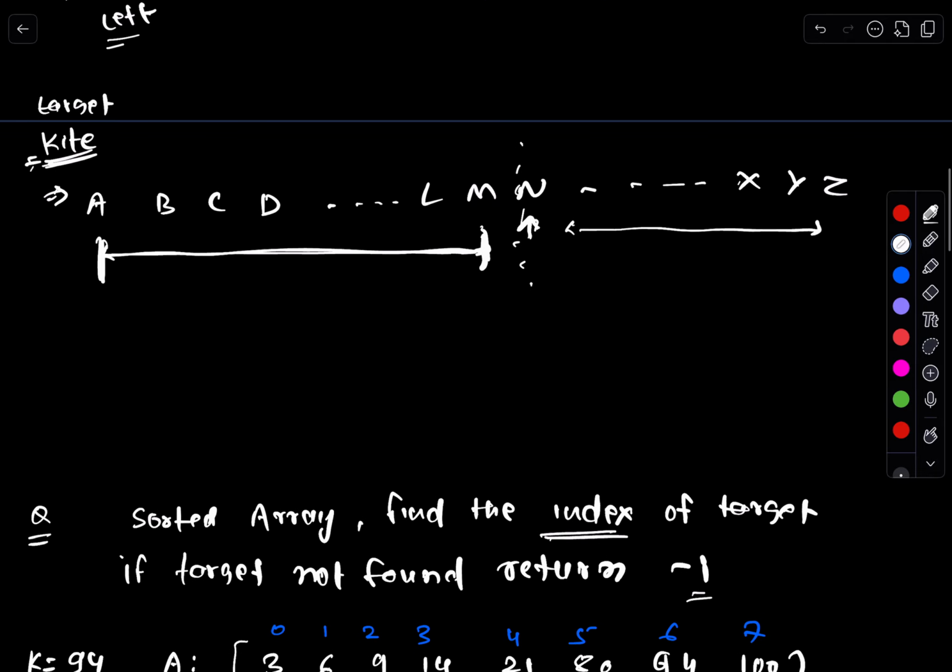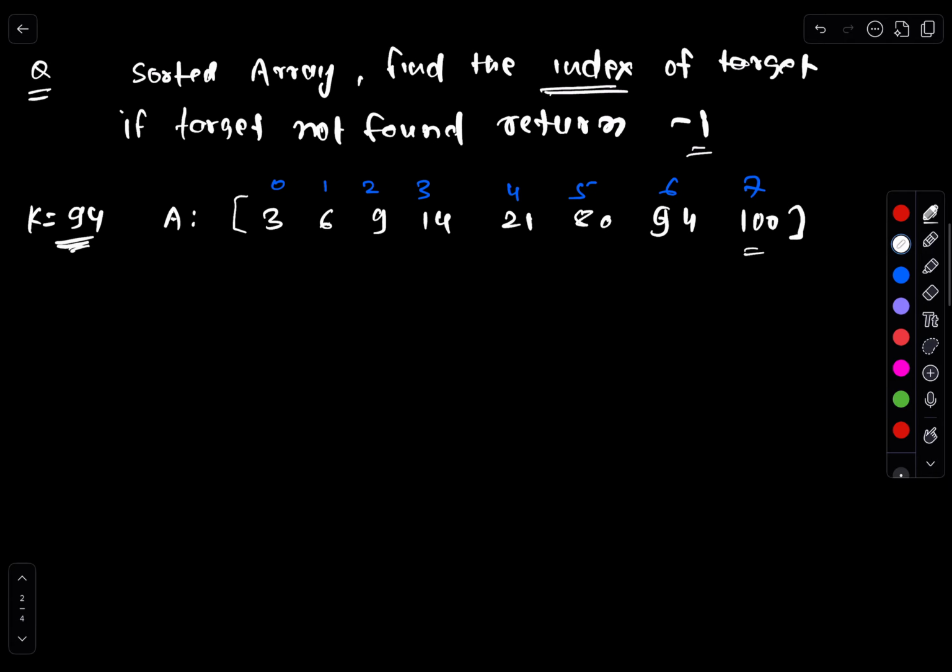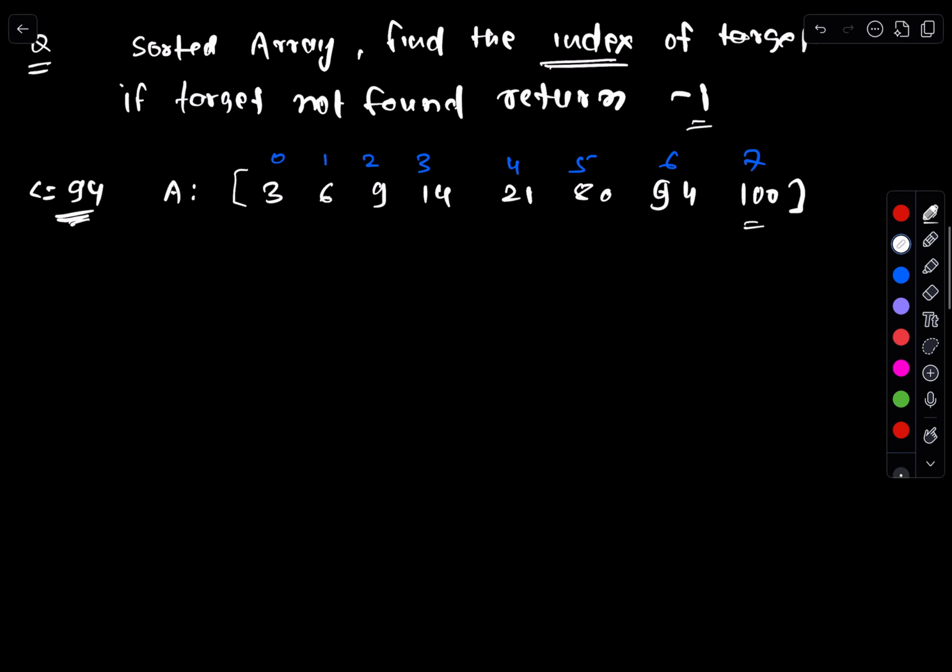Okay, now let's move to the question. What is the question saying? Suppose you have a sorted array, and find the index of the target. The target is K. If the target is not found, then return -1, and if the target is found, then return the index of the target. So this is the question. The output value for K should be 6.